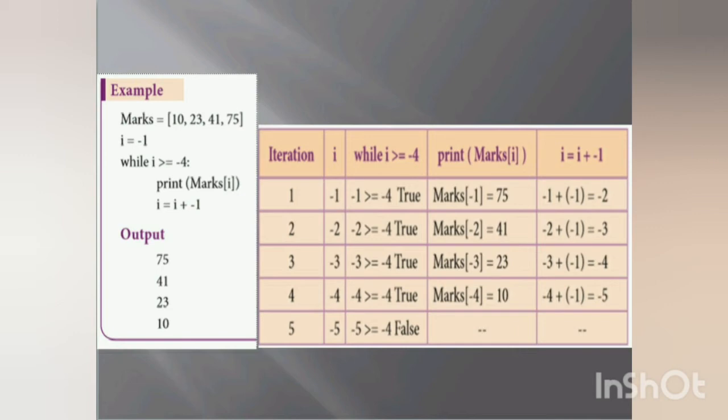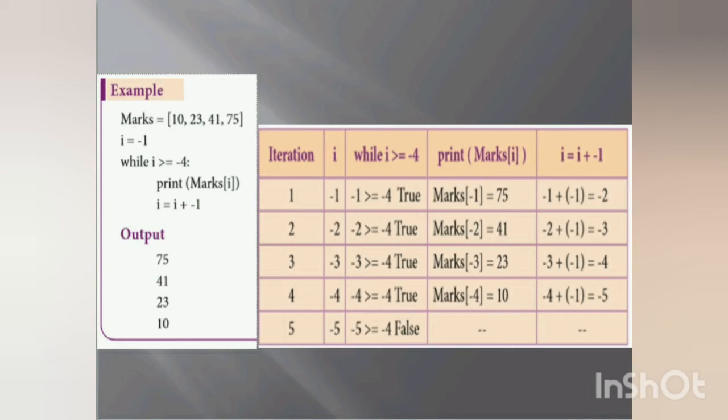Yes, here you have equal to, greater than and equal to, so the condition is true. Marks of -4th position, the value is 10, so 10 will get printed. Again the I value will be incremented by -1, so -4 minus 1 is -5. Now the I value is -5. To check the condition: -5 is greater than or equal to -4.